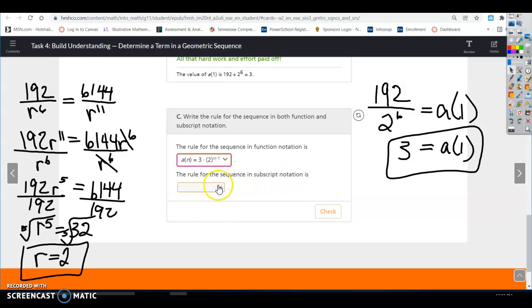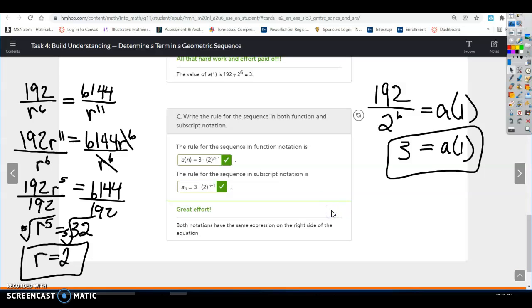And then subscript notation would be a sub 1. Our first term is 3. And it would look very much the same.